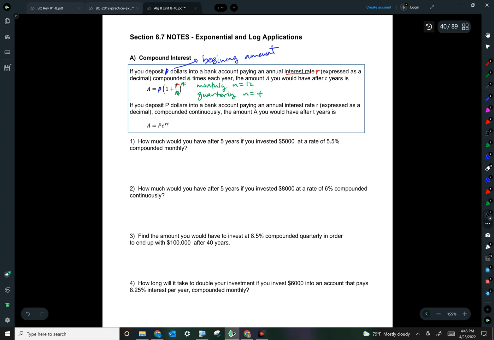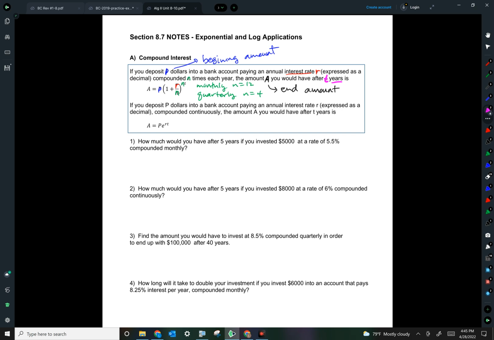And then it says the amount A, so A is the amount you end up with. So A is the end amount. And then the last variable that they mention, after T years. So T is the number of years. Okay, we'll get to the other one in just a minute.